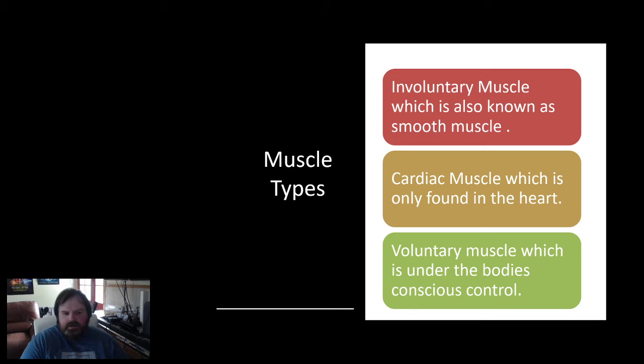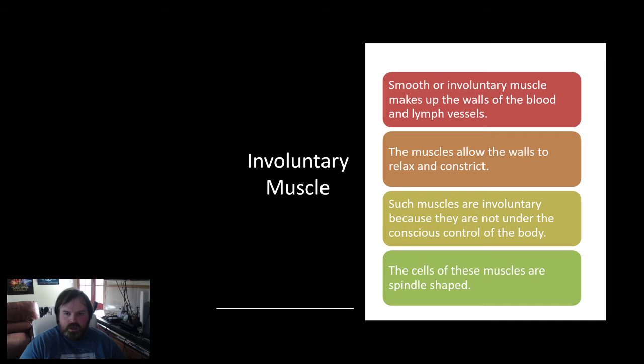Now, muscle types break down to 3 sorts. The last one's the most famous, voluntary or skeletal muscle. But you've got the involuntary muscle, the smooth muscle, the cardiac muscle, only found in the heart, and the voluntary muscle, which is under the body's conscious control. Now, smooth or involuntary muscle makes up the walls of the blood and lymph vessels.